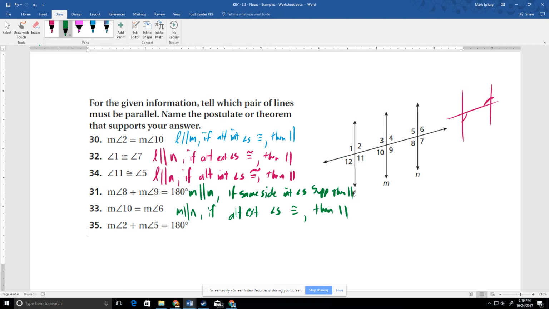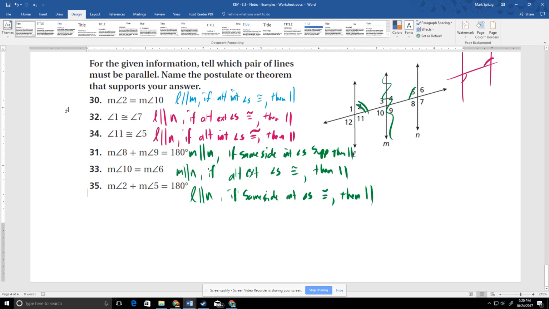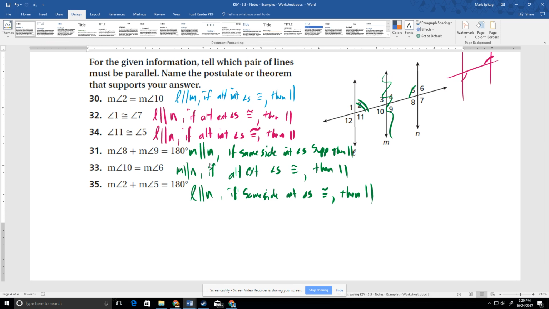All right, so finally 2 and 5. So 2 and 5, we're ignoring this middle part. So 2 and 5 are supplementary, and so those are same side interior angles. So we'd say L would be parallel to N, and so if same side interior angles are supplementary, then those lines have to be parallel. So all right, there we go. Thanks for watching.